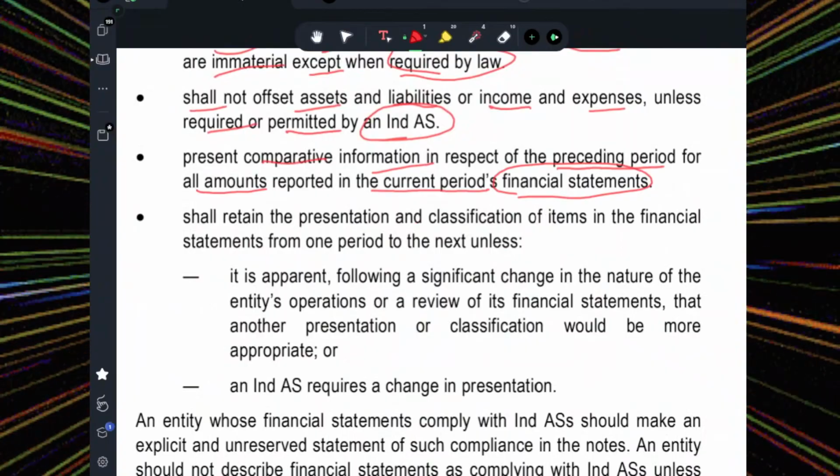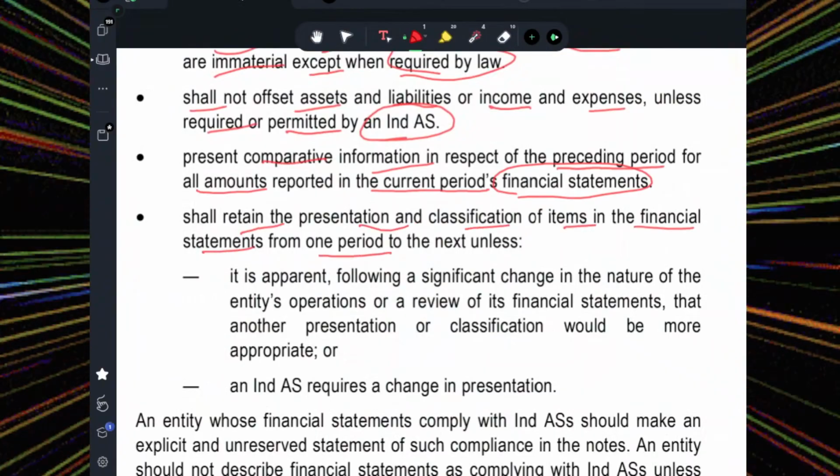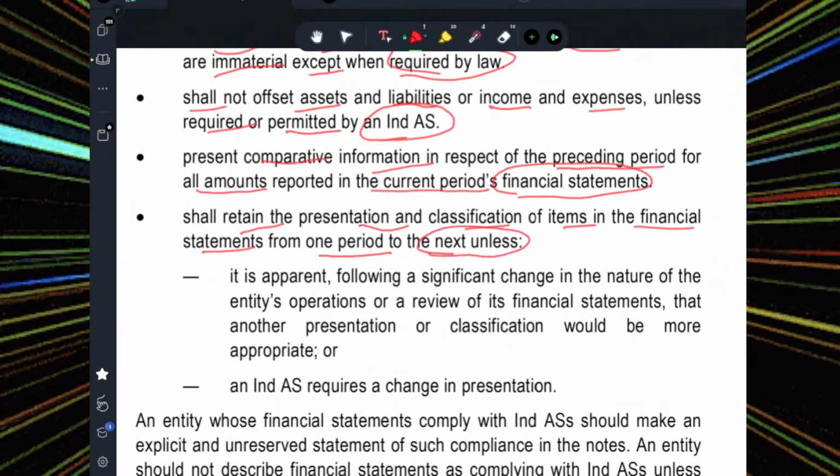You can't give something new. That will not be the basis of comparability. There will be no meaning if it is not comparable. You should compare both. That is what is said. An entity shall retain the presentation and classification of items in the financial statements from one period to the next. So one period it should present, and the next period it should be comparable.